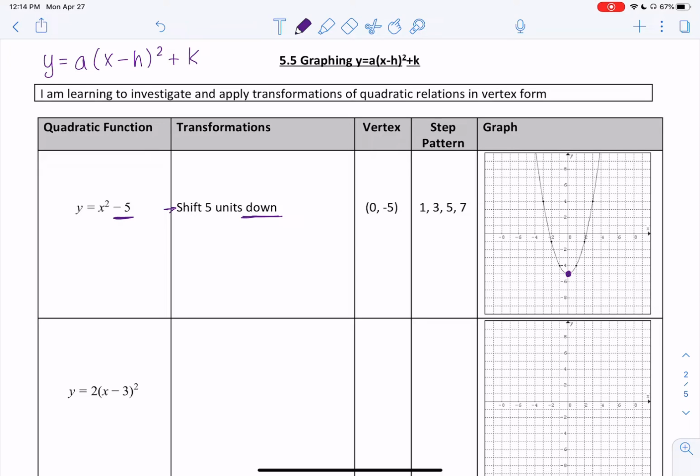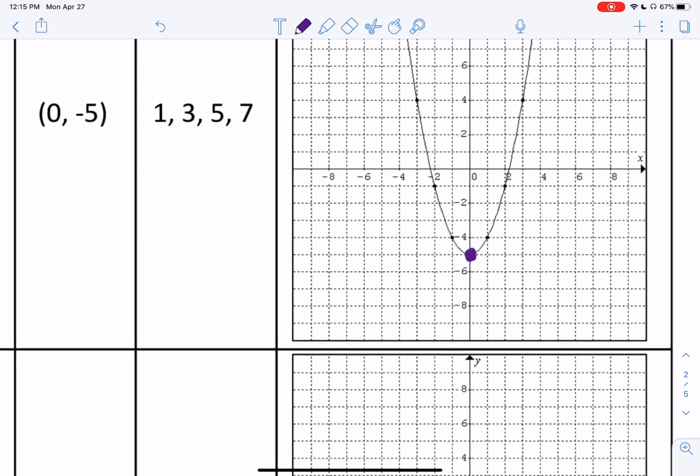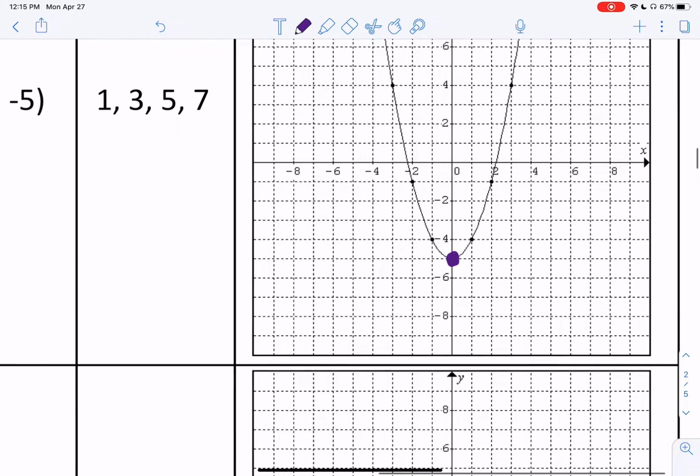And next I need to figure out, how do I move from my vertex? And that is where I use my step pattern. So we haven't talked about step pattern in a while, but our original step pattern is always over 1, up 1, over 1, up 3, over 1, up 5. Now, because my a value is just 1, there's no a value in front of my x, I just use my old step pattern.